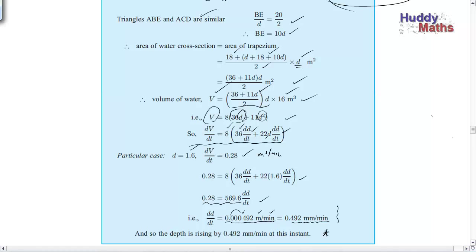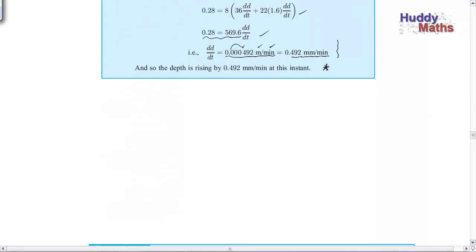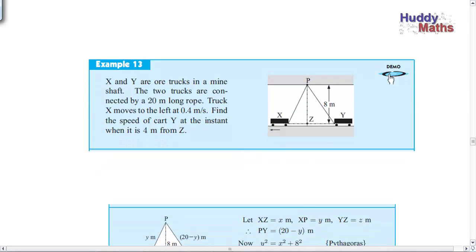All right, hard one. Come down and let's have a look at another one. X and Y are ore trucks in a mine. The two trucks are connected by a 20 metre long rope. That's that one, and that's a total of 20 metres long, that rope. Truck X moves to the left at 0.4 metres per second. Find the speed of cart Y at the instant when it's 4 metres from Z. You won't put 4 in there at the moment because it's a variable. Lots of things are varying here.